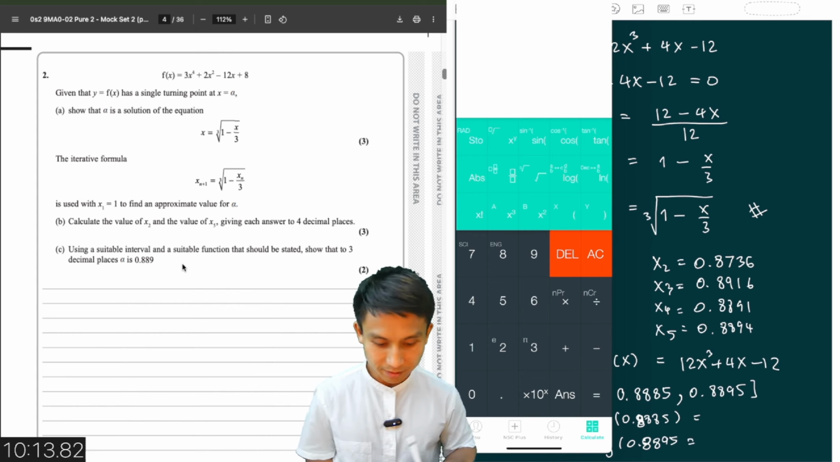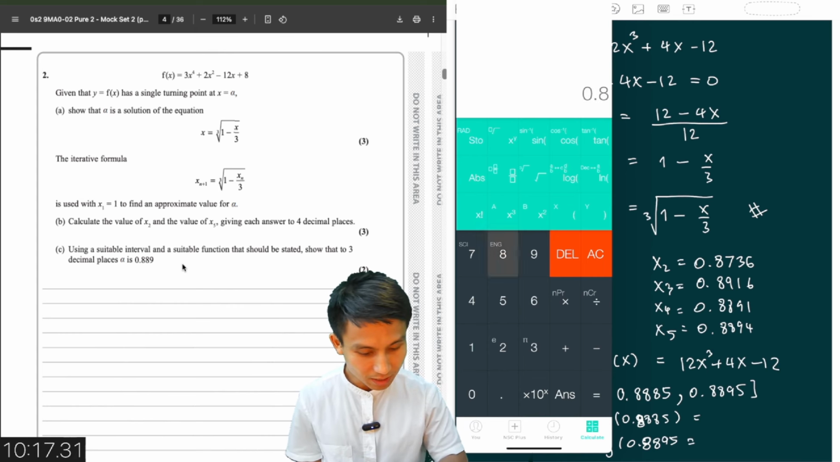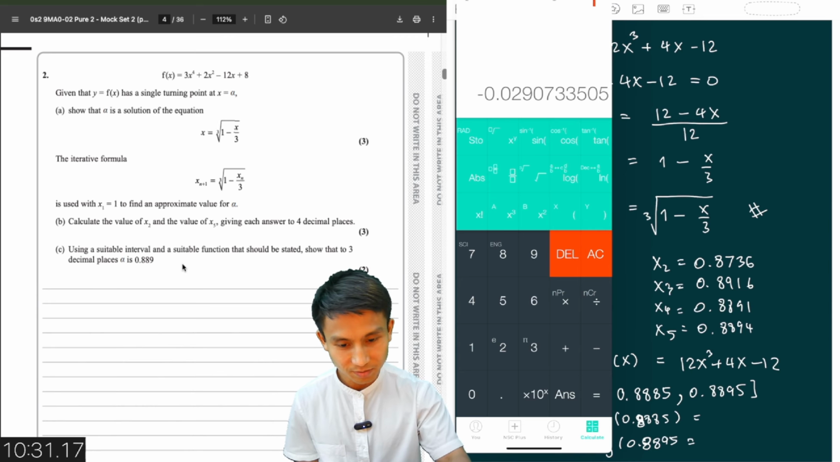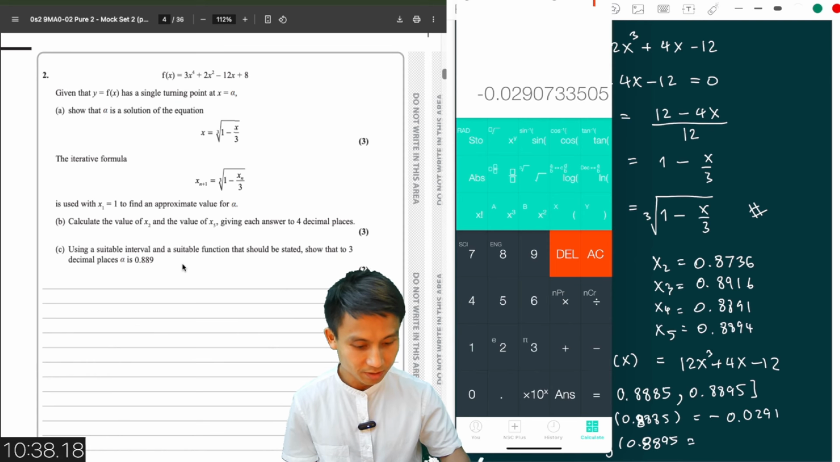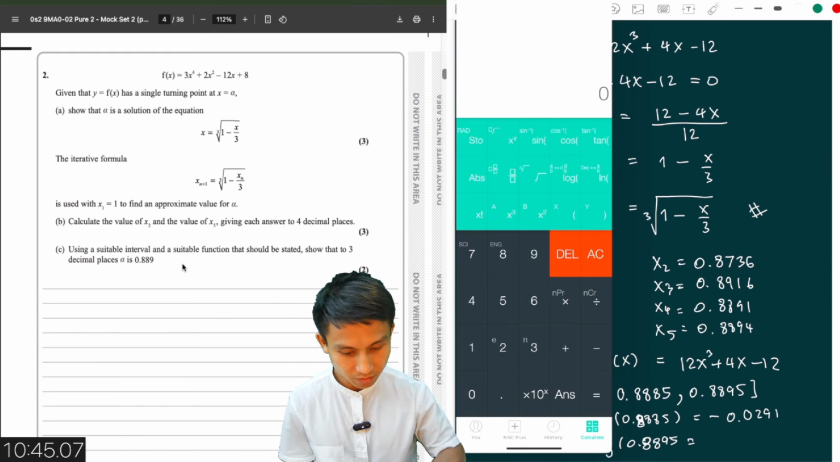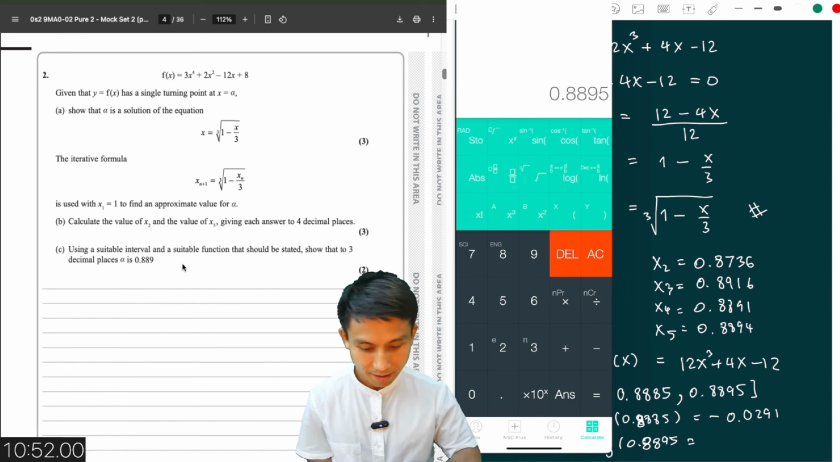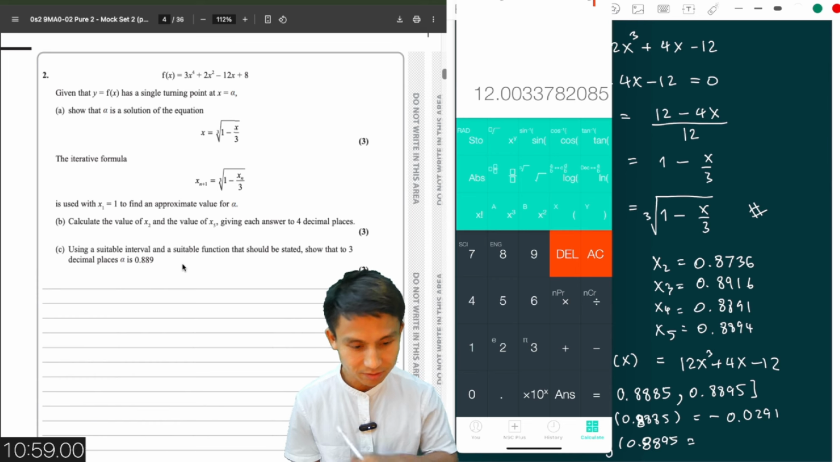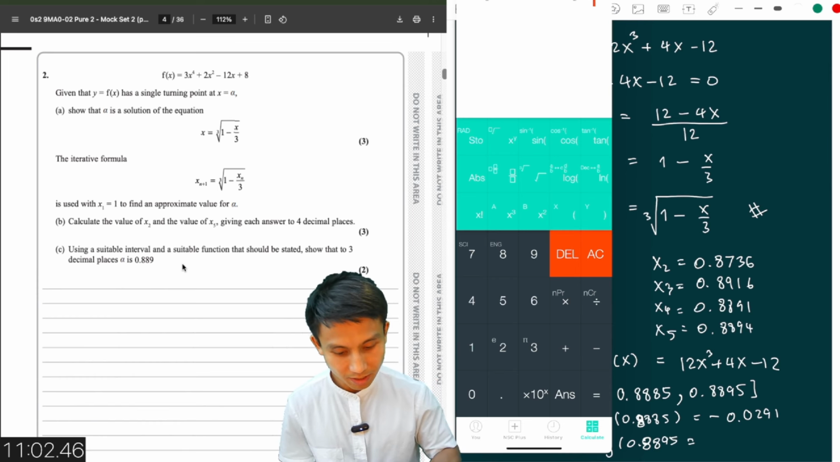Okay, let me just move everything to the right a little bit because I need a calculator here. Okay, so let's do 0.8885 store, and then 12 times answer to the power of 3 plus 4 times answer minus 12. That is a negative, which is minus 0.0291, yeah? And now 0.8895, right? Store, and then do 12 times answer cubed plus 4 times answer, right? And then minus 12, yeah?